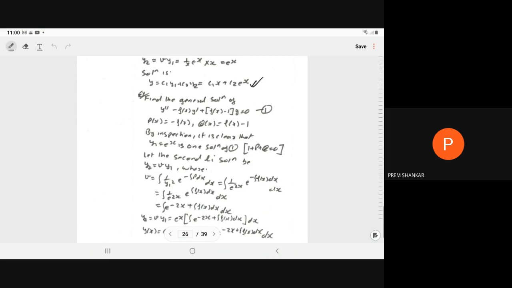Presently, we are doing section 16: if one solution is known, how to find another solution. Last time we started this section, and I told you we have to assume the second linearly independent solution as y2 is equal to v into y1. Then we computed the value of v as the integral of 1 upon y1 square, e to power minus integral p dx, with respect to x.